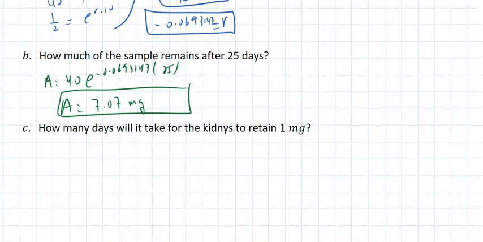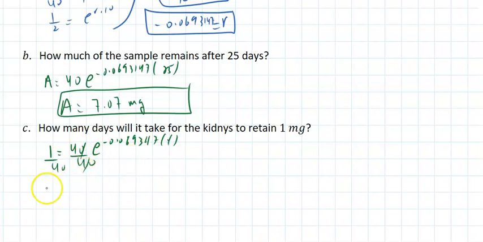How many days will it take for the kidney to retain 1 milligram? 1 equals 40 e to the negative 0.0693147 times t. Well, isolate the exponential function by itself, divide by 40 on both sides, transform to log form. There's a 1 in there. I forgot about the 1. So divide by negative 0.0693147.